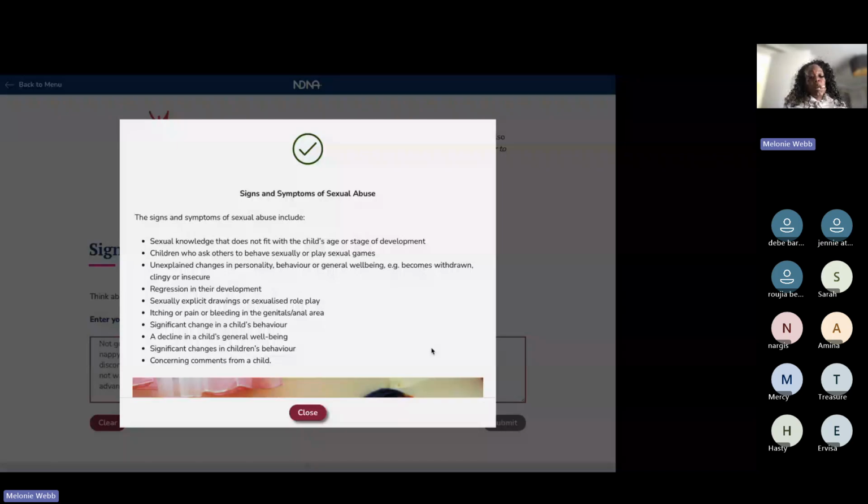A decline in their general well-being. Significant changes in children's behaviour, and concerning comments from a child. Yeah, self-harm, low self-esteem, all of those.